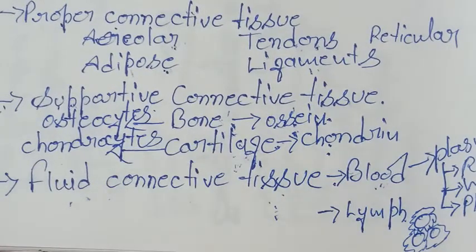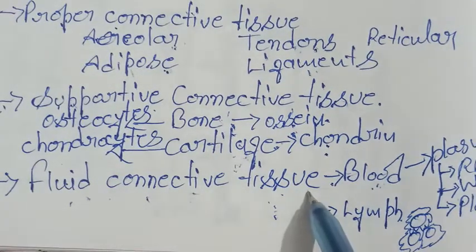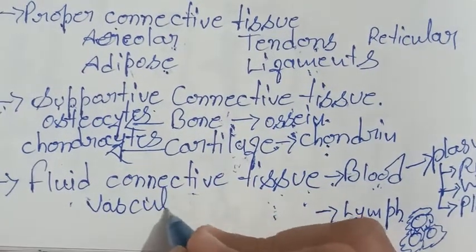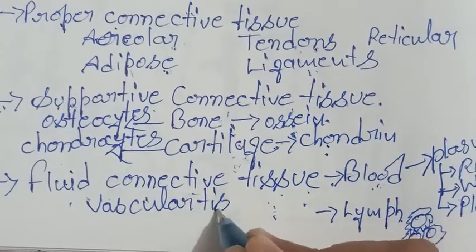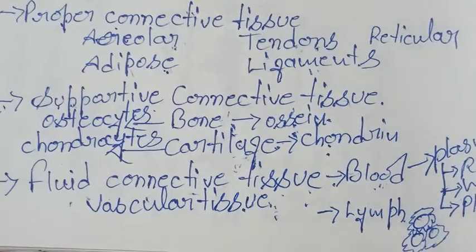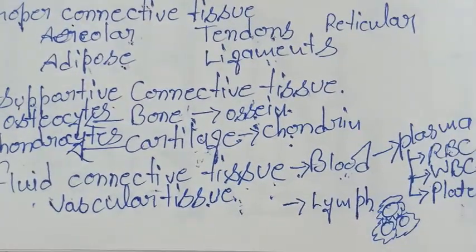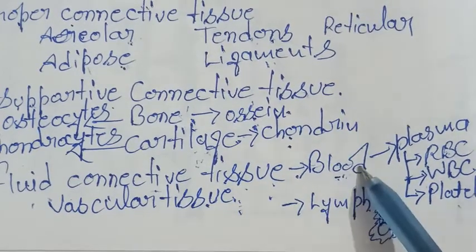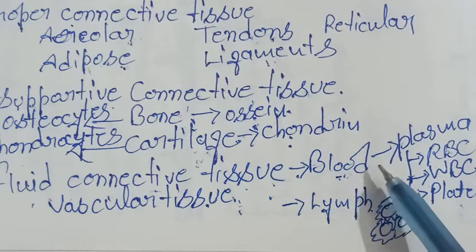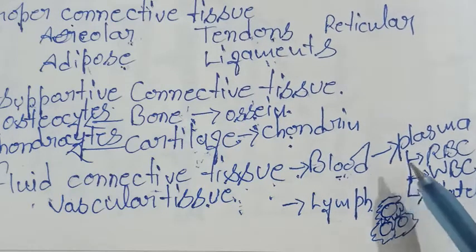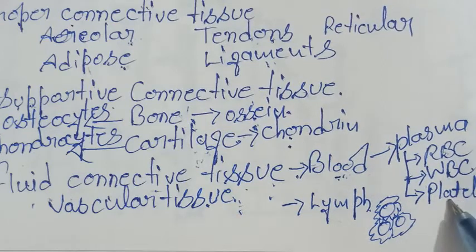Now next to this is fluid connective tissue. Fluid connective tissue is also known as vascular tissue. Vascular tissue is categorized into blood and lymph. Blood: the base substance of blood is in liquid form, and that matrix is known as plasma. Plasma contains three types of cells. First one RBC, second one WBC, last one platelets.